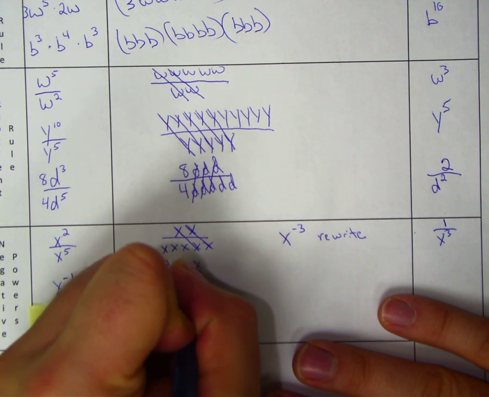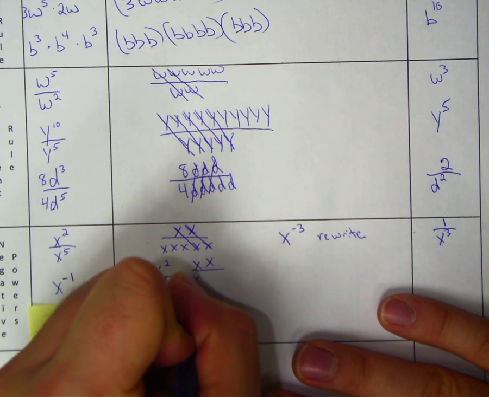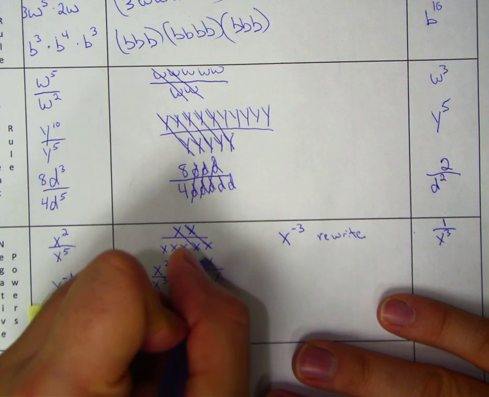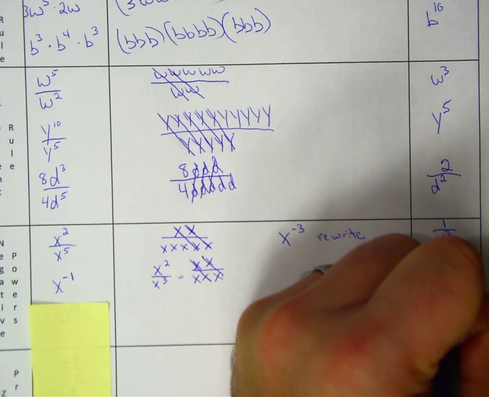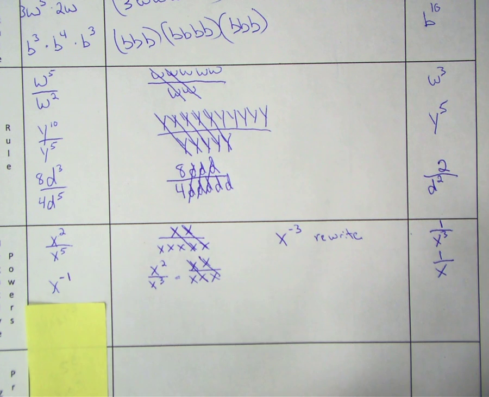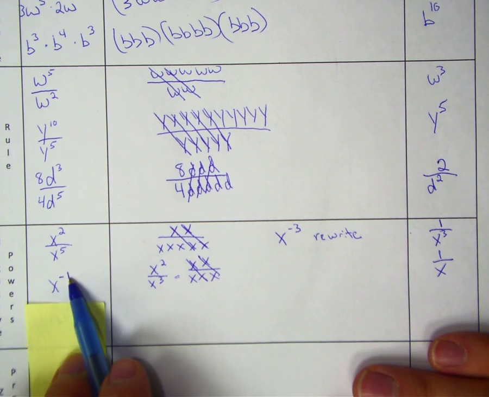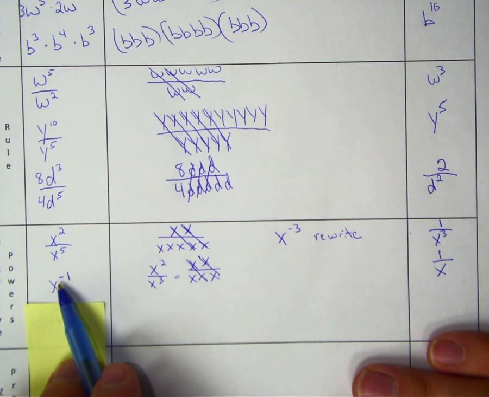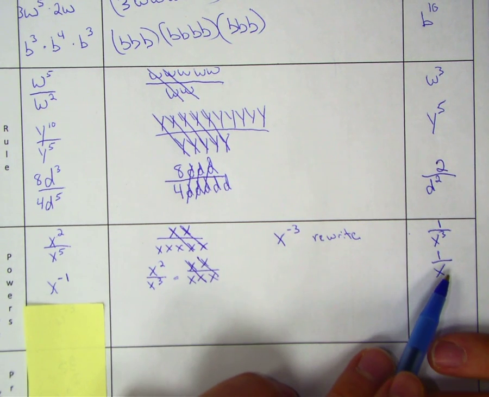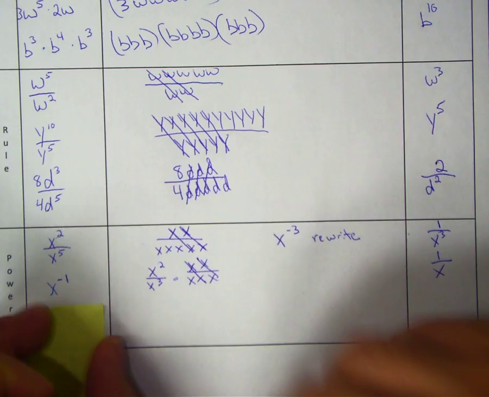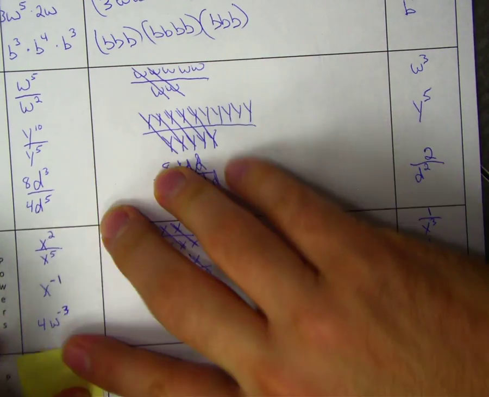If you think about it, you've got x times x over x times x times x. And you cancel these out. You're left with the 1 on the top and the x on the bottom. So when we have a negative exponent, what we're going to do is take it and put it in the denominator to make it positive. So let's try that with this one right here.